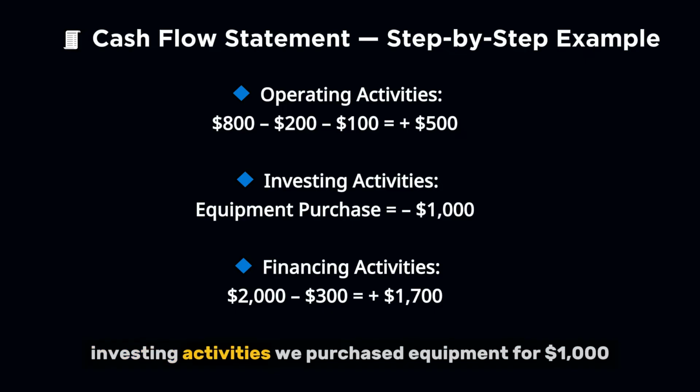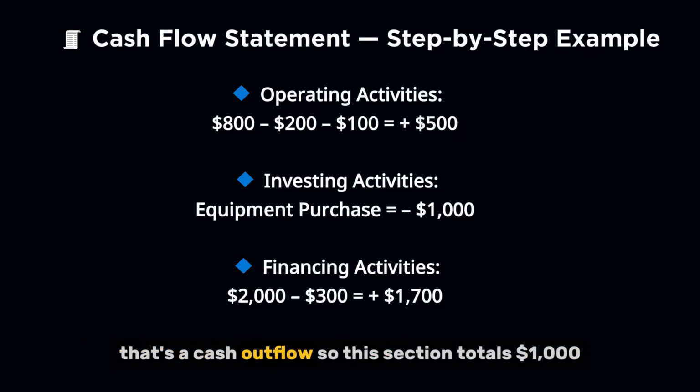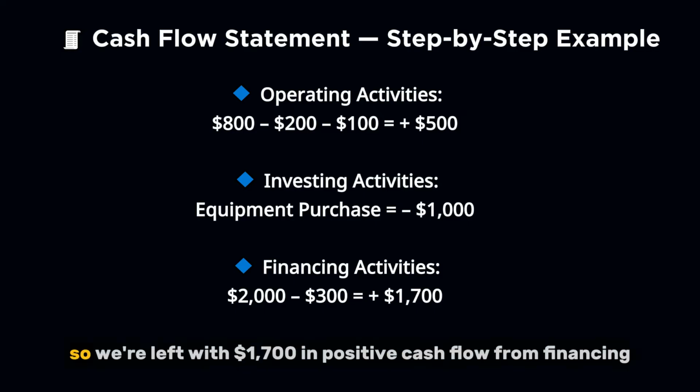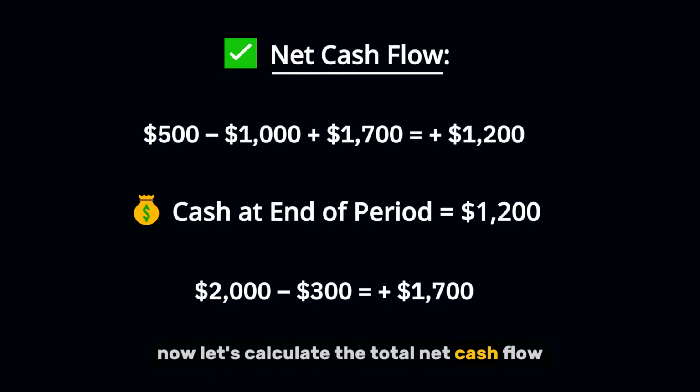Investing activities. We purchased equipment for $1,000. That's a cash outflow, so this section totals $1,000. Financing activities. The owner invested $2,000, then took out $300, so we're left with $1,700 in positive cash flow from financing.